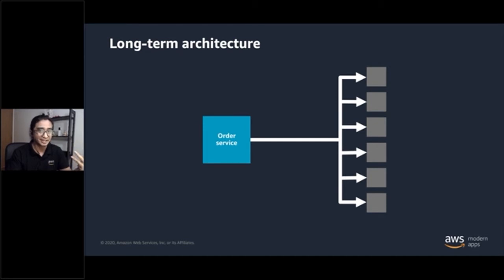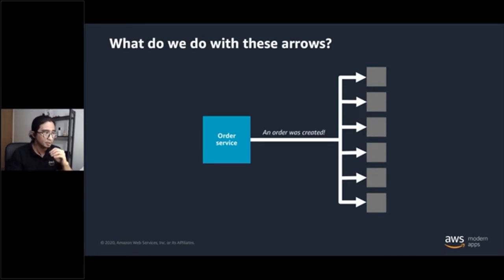And you might already guess it. This is an example of how we could move to event-driven architecture to handle the challenge that we discussed earlier. Instead of having all the services call each of the downstream services, it's now sending an event. For example, an order was created.